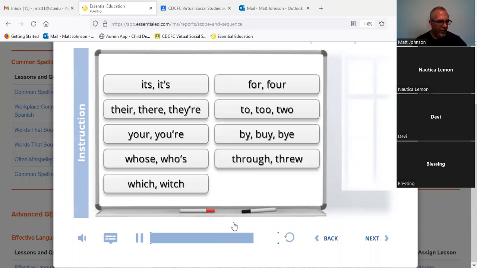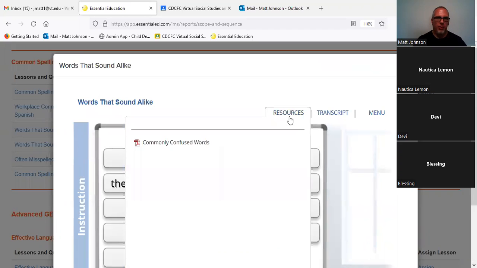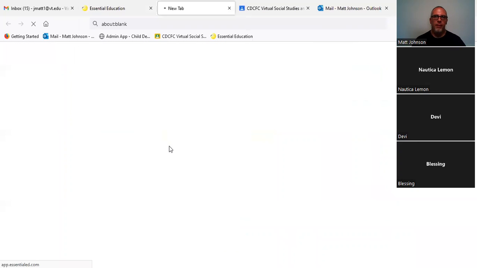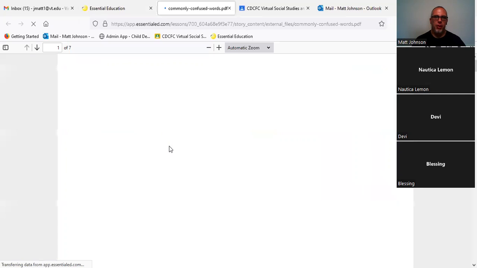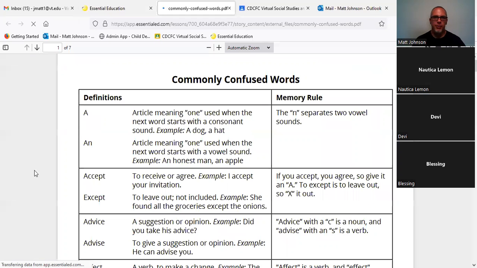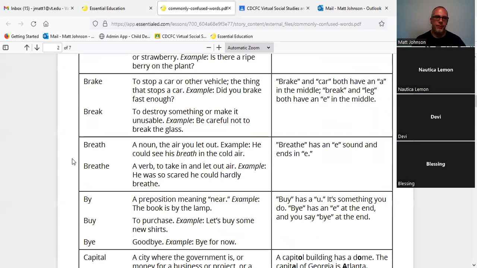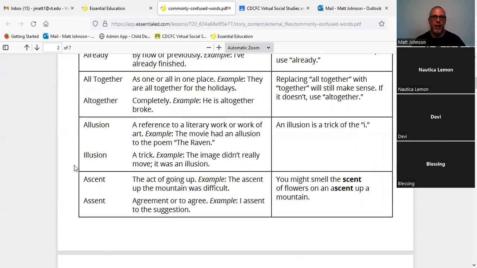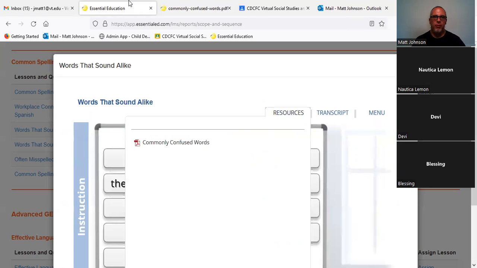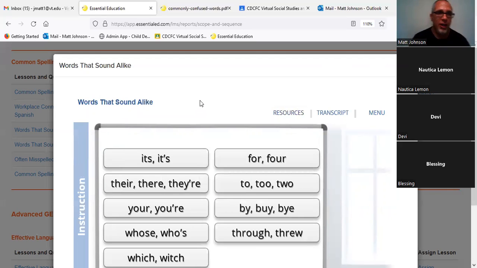Yeah, as you mentioned, there is a guide up here, commonly confused words, that I will put up on Google Classroom later today as well. Quite a list, but that'll be available for you. And of course, it's always in the lesson as well, so you can always click on that to take a look.